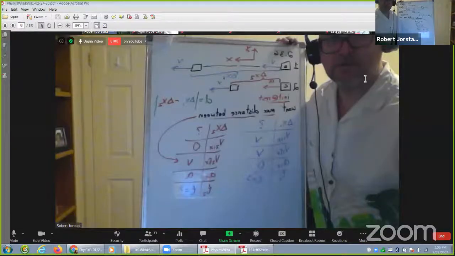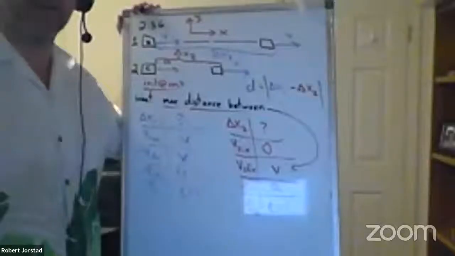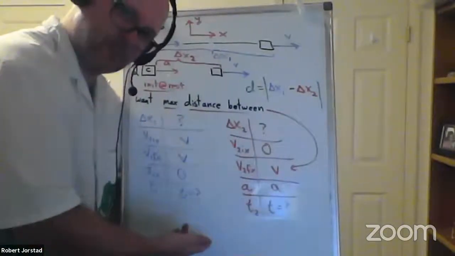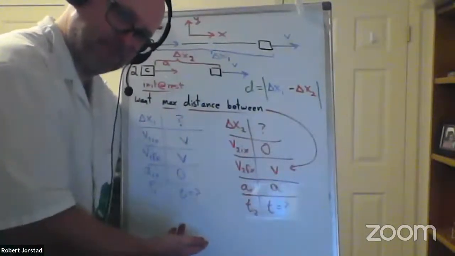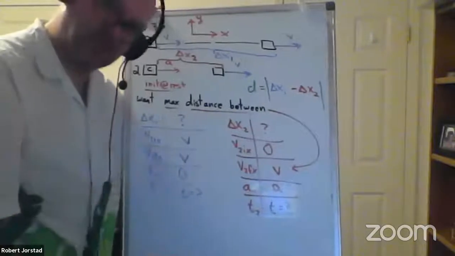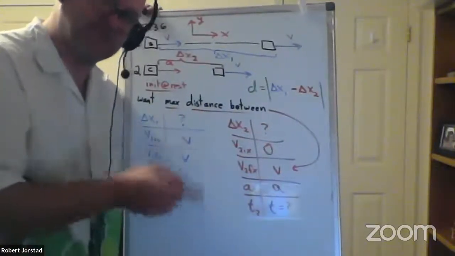The next part says, how far when finally overtakes? This is my question. If we're looking for part B, can I use the same set of knowns and unknowns that I have on this whiteboard? Would this set of knowns and unknowns work for part B? No. Right? The picture doesn't match. So what do you have to do? Start all over.